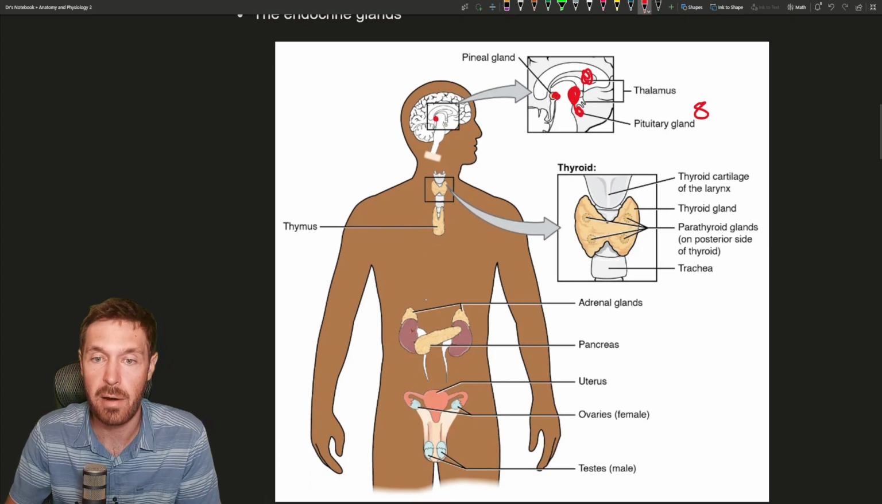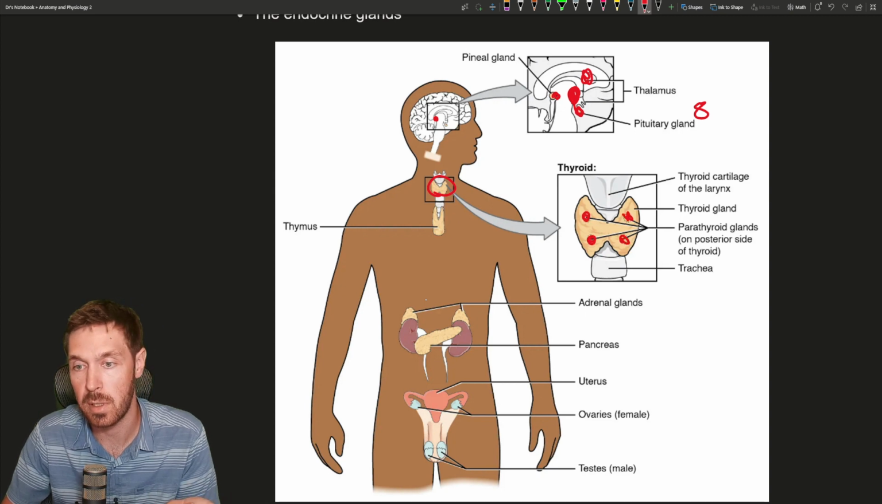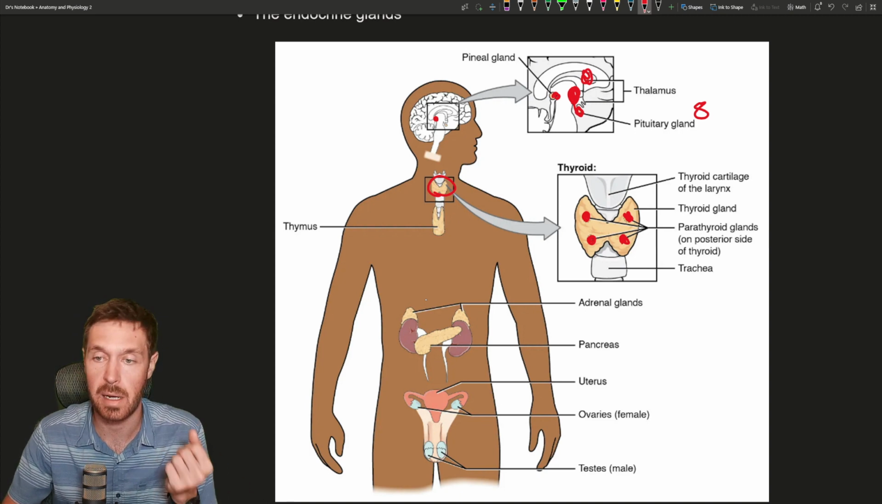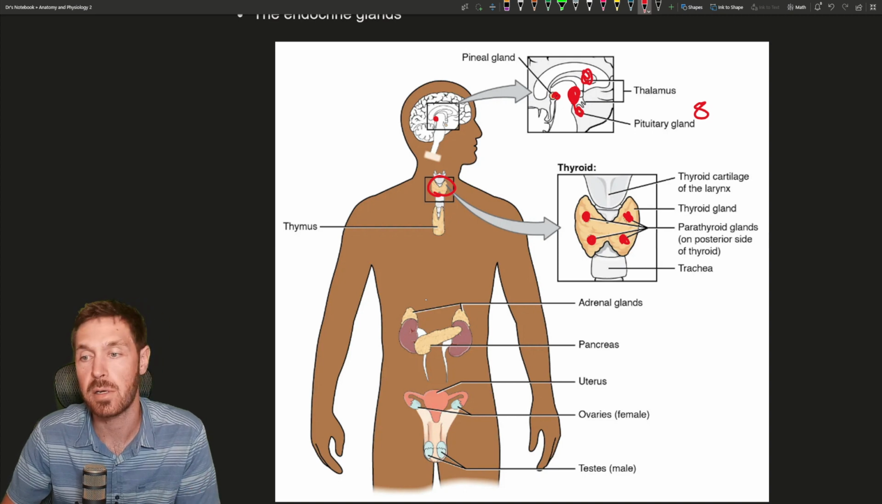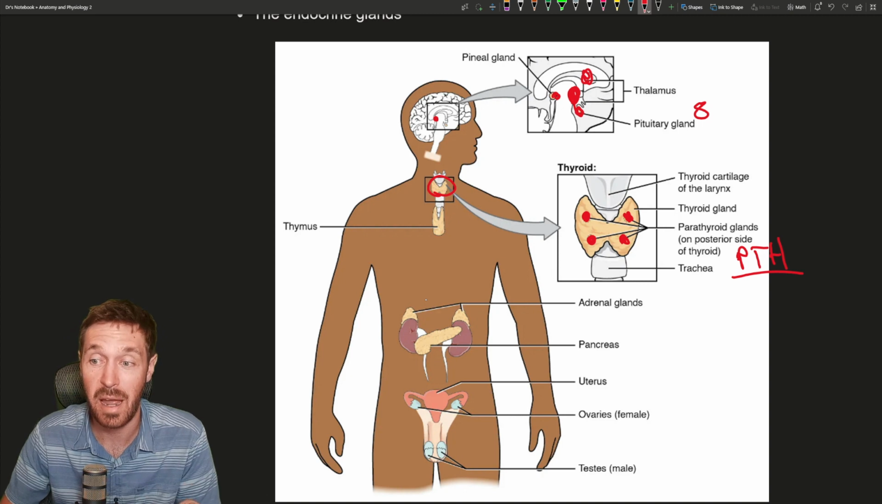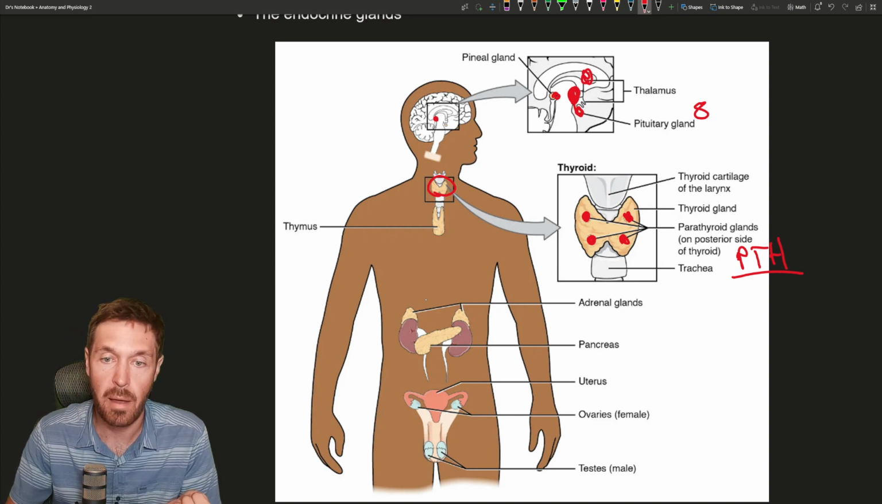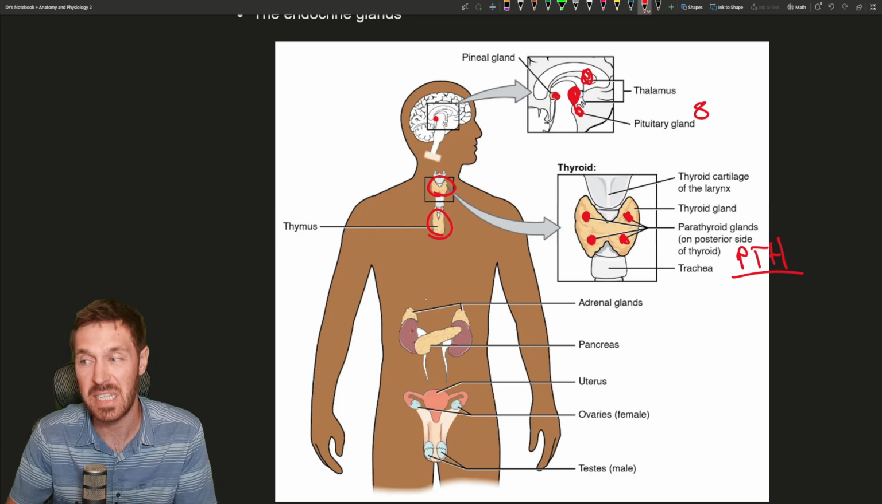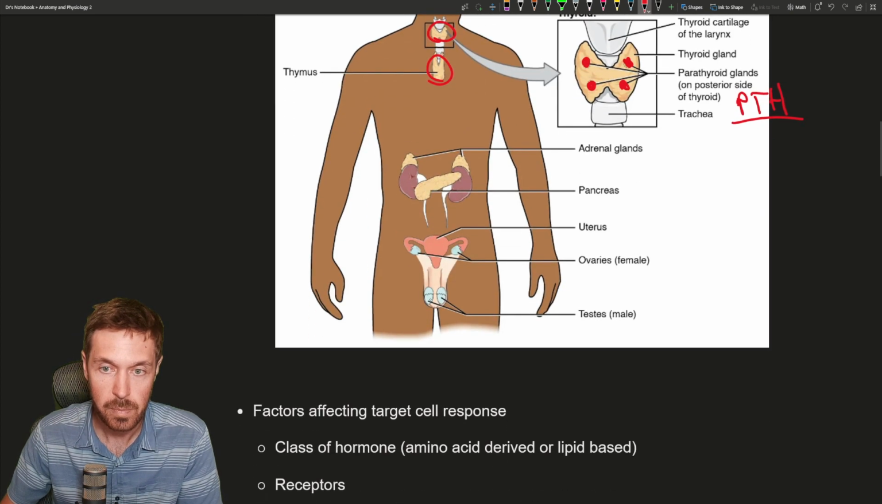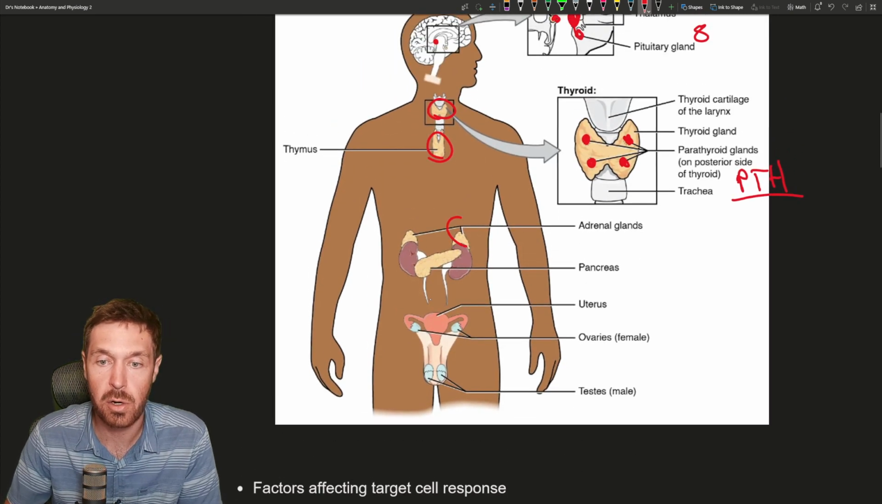Then we have the thyroid. Thyroid is this butterfly-shaped gland right on top of the neck, releasing the thyroid hormone. And then on the back of the thyroid, also calcitonin is another hormone that's released from the thyroid gland. And then we have these pairs here on the back side of the thyroid or posterior side. These are called the parathyroid glands, and they release parathyroid hormone, which helps regulate calcium levels in the blood. Thymus, this is an important gland for T cell maturation. Adrenal gland does quite a bit.